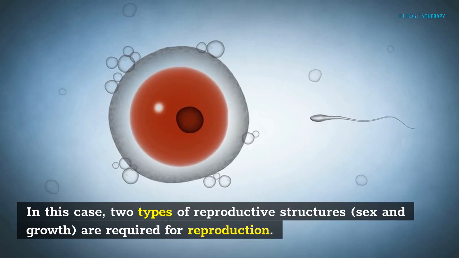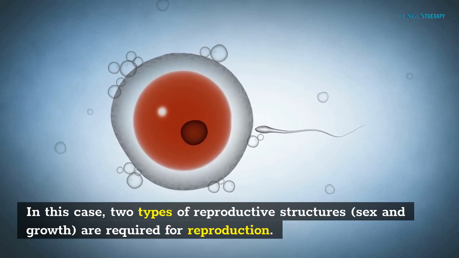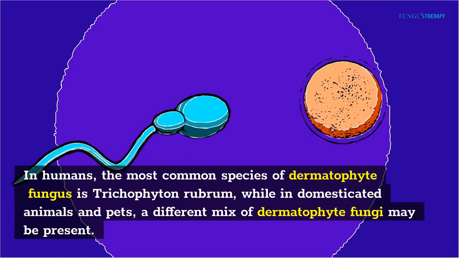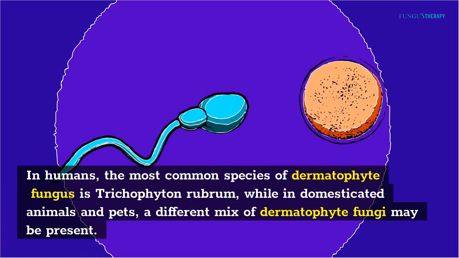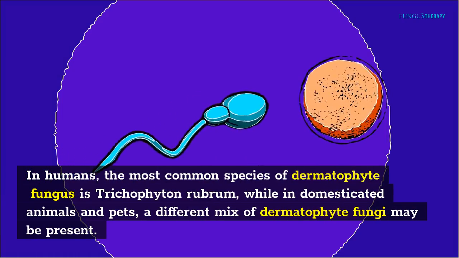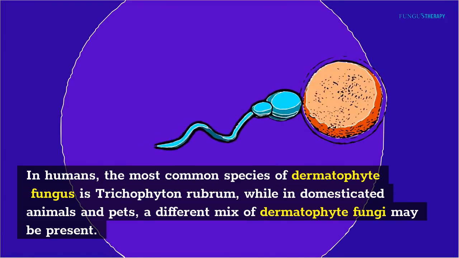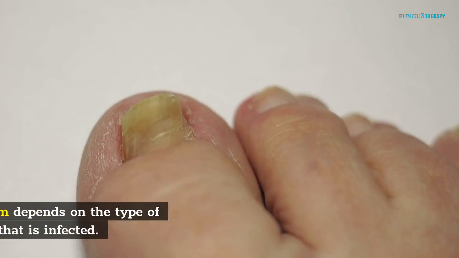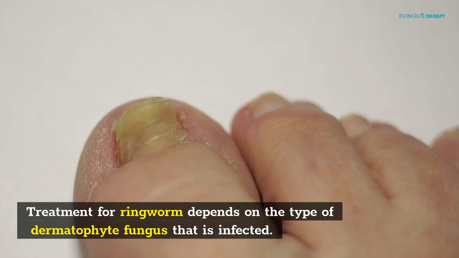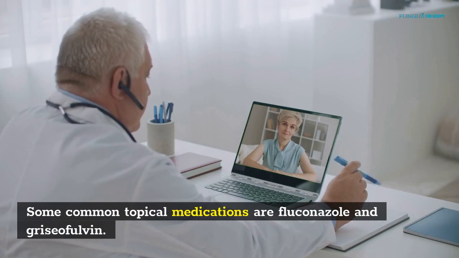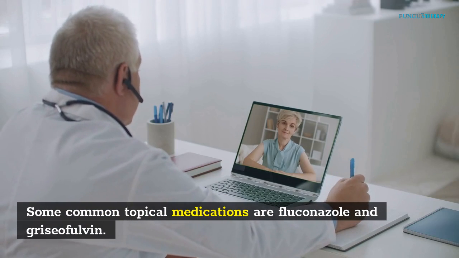In this case, two types of reproductive structures, sex and growth, are required for reproduction. In humans, the most common species of dermatophyte fungus is Trichophyton rubrum, while in domesticated animals and pets, a different mix of dermatophyte fungi may be present. Treatment for ringworm depends on the type of dermatophyte fungus that is infected. Some common topical medications are fluconazole and griseofulvin.